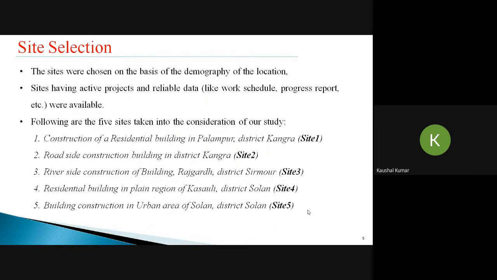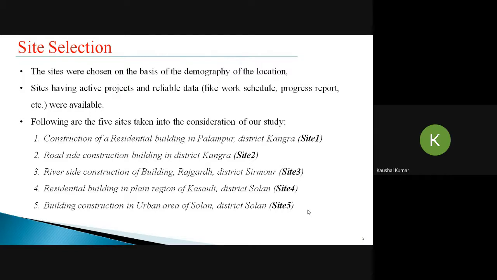Now the site selection that we have taken here. In the site selection part, the sites are chosen on two parameters. The first one is demography, in which the sites have been chosen where there is continuous work going on. For example, when one building is being completed, the next building is coming up in its vicinity very soon. So there is a continuous flow of data, or this area is providing continuous employment to the laborers.